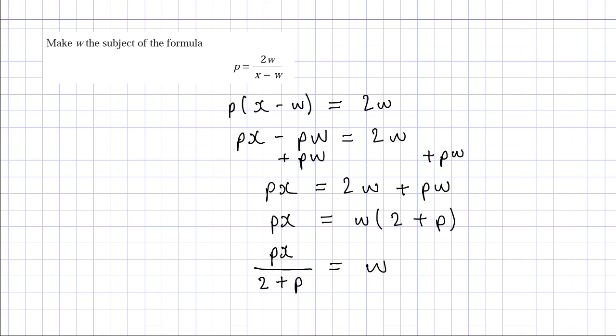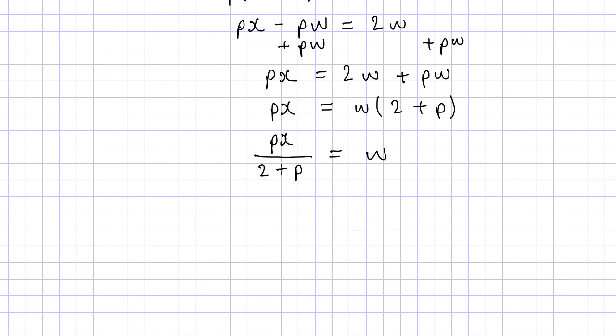Now again, because I made w the subject of my formula, it should appear first. So I'm going to rewrite this. w is equal to px over 2 plus p.